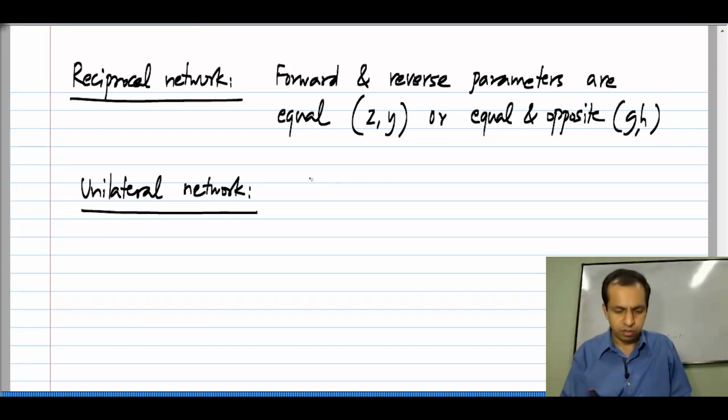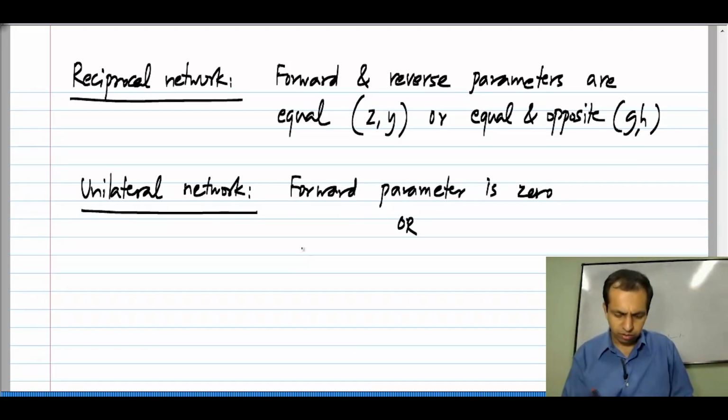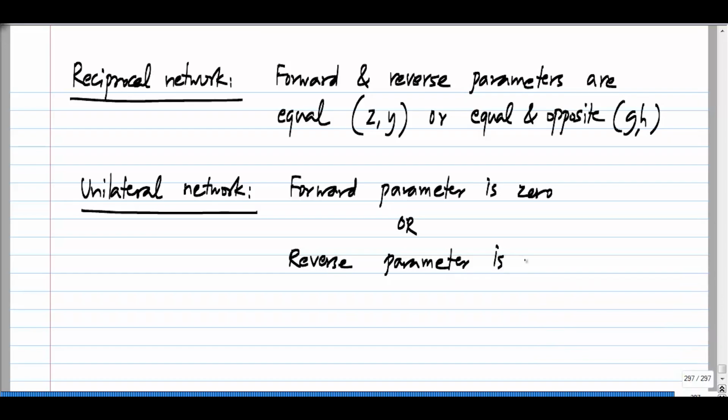Now, a unilateral network is when, let us say, either the forward parameter is 0. This means that there is a control from port 2 to port 1, but not from port 1 to port 2. Or the reverse parameter is 0, which means that there is control from port 1 to port 2 and not from port 2 to port 1.